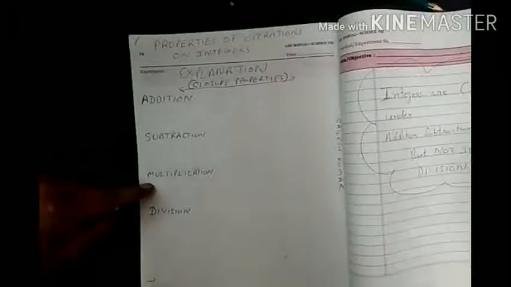Our today's topic is properties of operation on integers. Now, what are the operations? You know that four operations are there in mathematics. The first one is addition, second one is subtraction, third one is multiplication, and the fourth one is division.